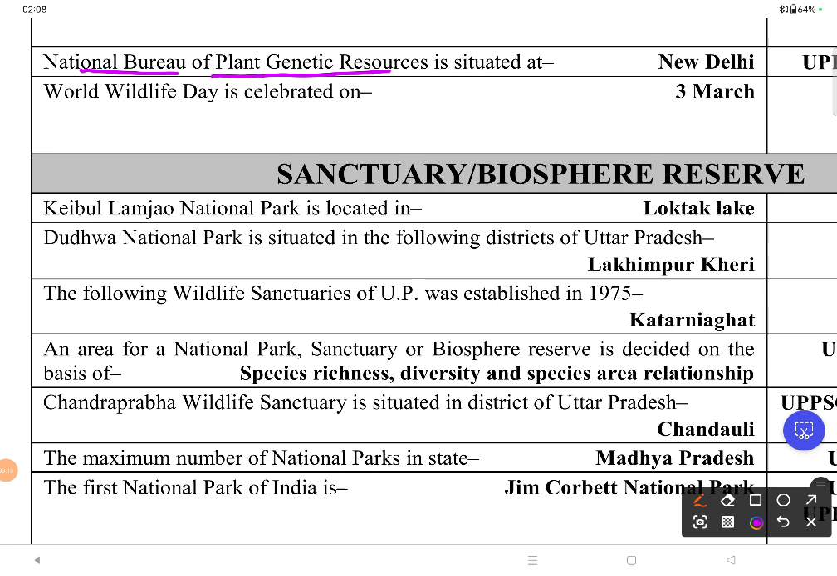National Bureau of Plant Genetic Resources is situated at New Delhi. World Wildlife Day is celebrated on 3rd March. Now move on to the next chapter, that is Sanctuary, Biosphere Reserve.